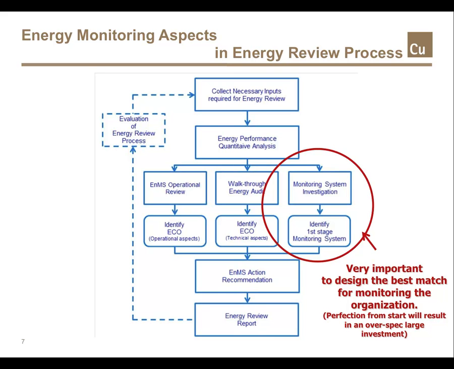This energy review flowchart shows the 3 main investigations in an energy review. First, the system operational review, then the walkthrough energy audits to identify technical ECOs, and the investigation of monitoring systems. In the energy review, it's very important to match the monitoring systems to the energy management system. Don't go for perfection by trying to see everything from the start. Any early attempt at perfection will result in over-specification, followed by a large investment and then a flood of data that your current operation will probably not be in a position to handle.